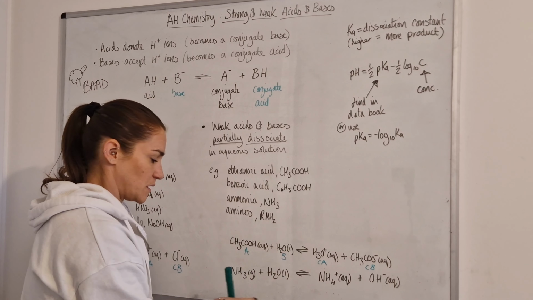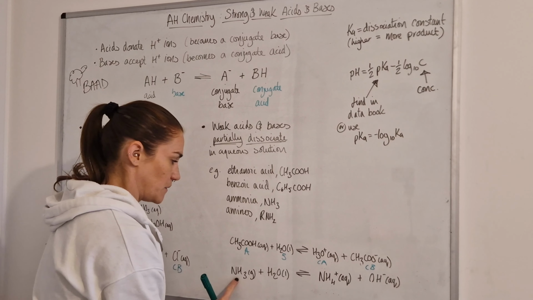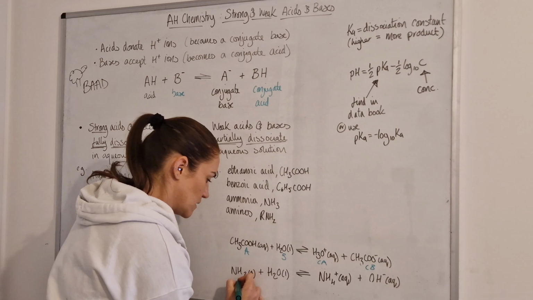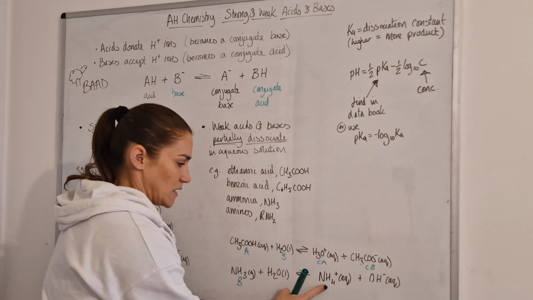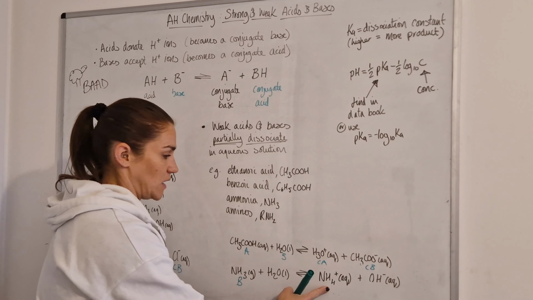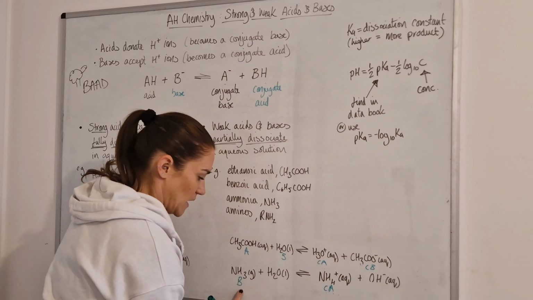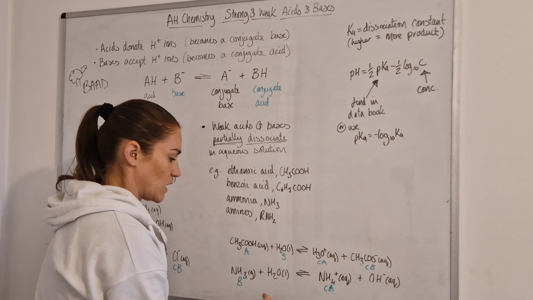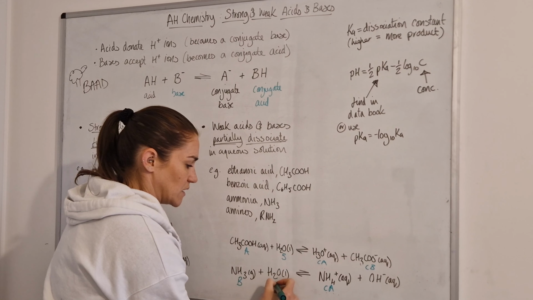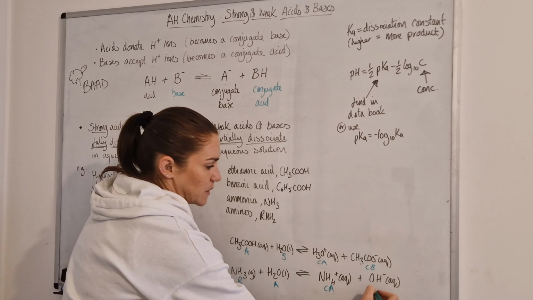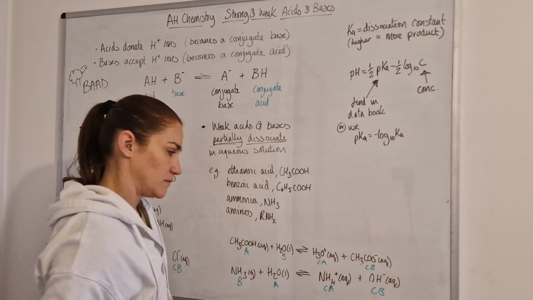For this one here, ammonia is our base. We know it's a weak base, and it's ended up accepting a hydrogen ion. So then that becomes our conjugate acid. So our base has become our conjugate acid. That means in this case water's acted as an acid, and then this becomes our conjugate base.